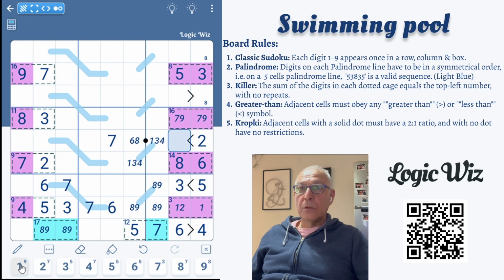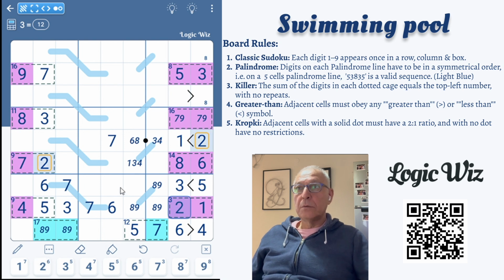And now, this one is a 1. Here we have 1 and a 2. And now the only remaining digits here are 7, 8, and 9. Nine cannot be here, so this one is 7 and 8. Therefore, this one can be only 8 or 9, but 8 is already here. This one must be a 9.